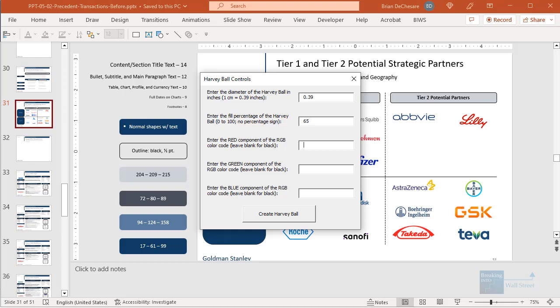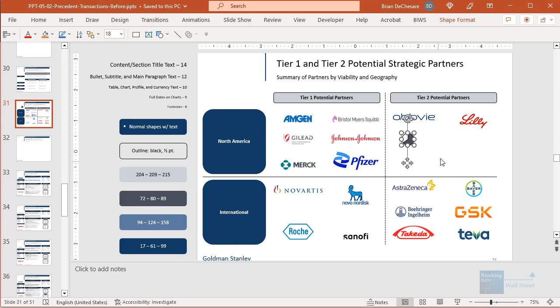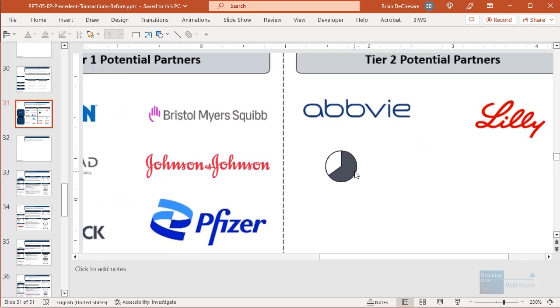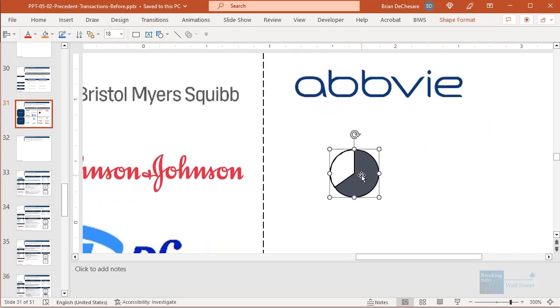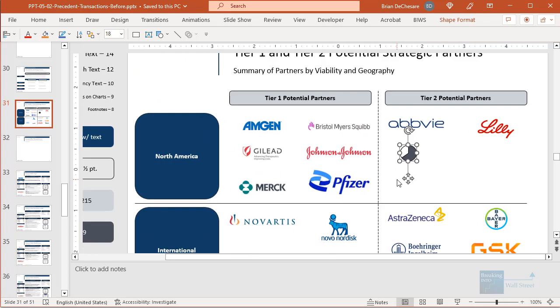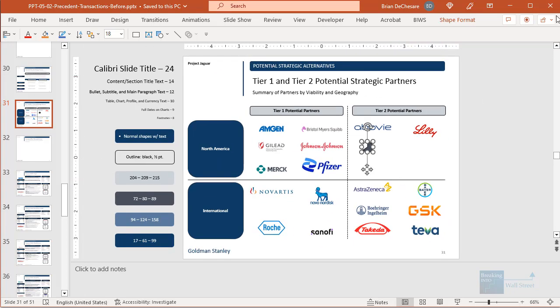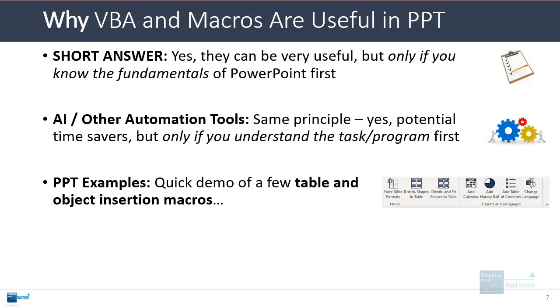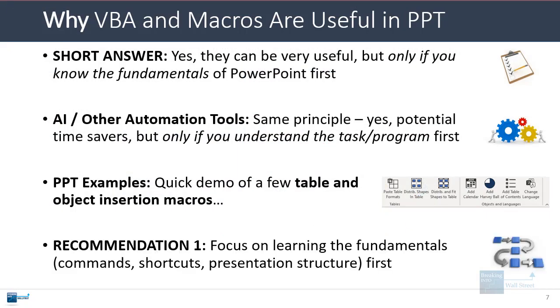And then for the colors, maybe we use one of the colors here on the side. So I can say 72, 80, and 89. And now we have a Harvey ball right here. We could have done this manually in PowerPoint, but it would have taken a few minutes. And so if you have to insert a bunch of these types of shapes, a macro package can really save you a lot of time. So that's just the quick demonstration here. Let's go back to the actual presentation.